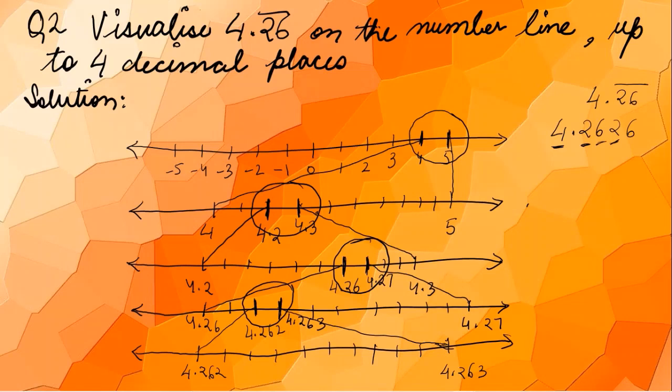Now what they are saying, after 2 it is 6. So 4.262, 1, 2, 3, 4, 5, 6. So this one is your 4.2626, or you can say 4.26 bar. So this point is your 4.26 bar. So in this way you can do it. Hope you have understood it.